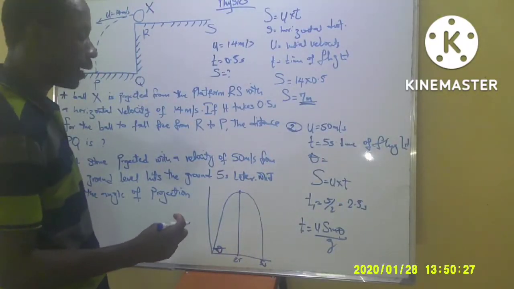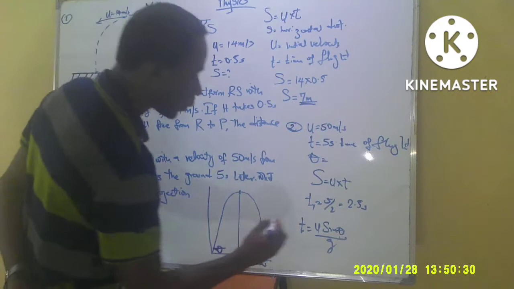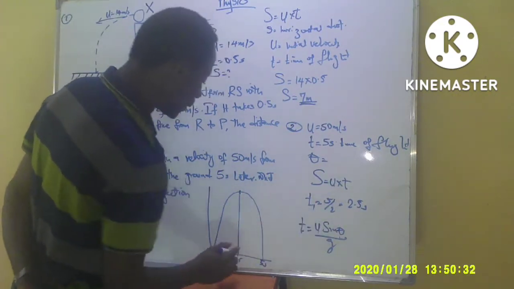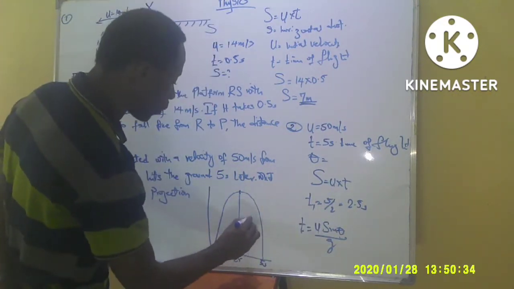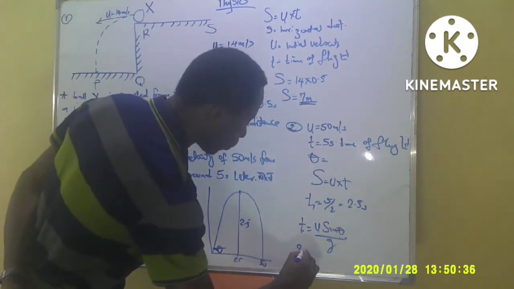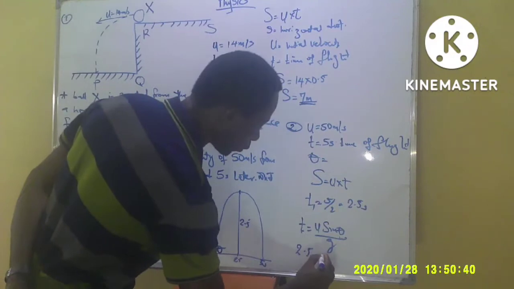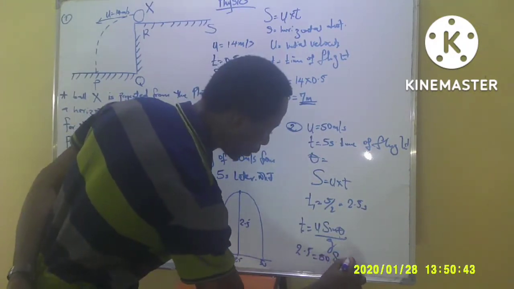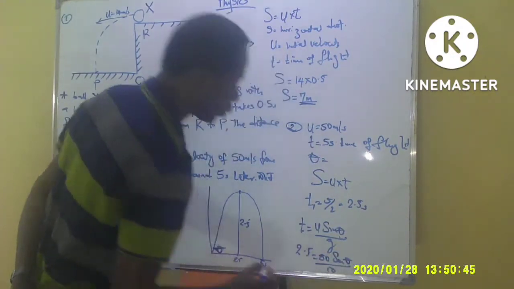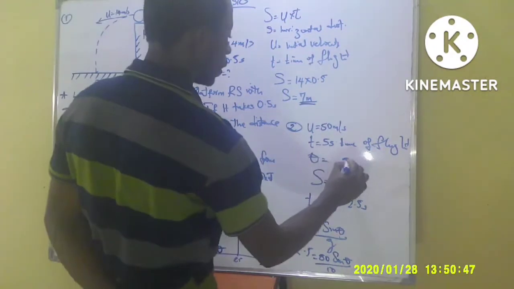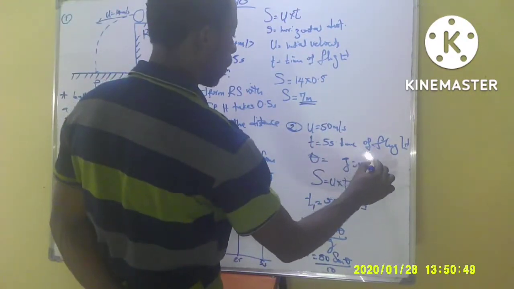So what are we looking for? Theta. So let T be 2.5, because that is the time taken to get to the maximum height. So we are going to have 2.5 is equal to, what's u? The initial velocity is 50, sine theta over 10, because our g is 10 meters per second squared.